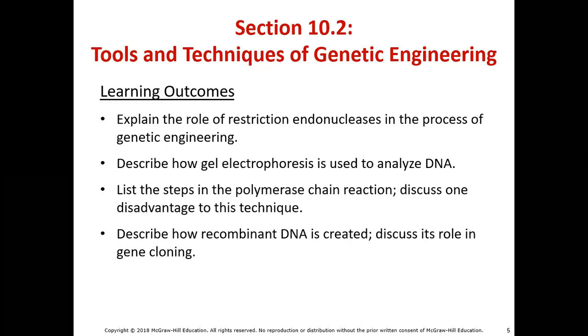You can use something called gel electrophoresis to analyze DNA, and it means almost exactly what it sounds like. You can put DNA in a gel material and subject it to an electrical current, and the DNA will migrate through the current. The bigger pieces of DNA will be at the top of the gel, and the smaller pieces will migrate further toward the bottom.